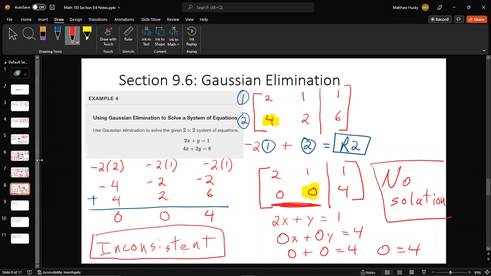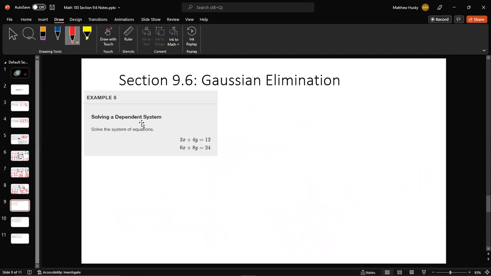Okay, let's see what else we have going on here. So then they say solving a dependent system. So we just saw one that was inconsistent. Let's see what happens if it is dependent. So you've got 3, 4, and 12. Here we have 6, 8, and 24.